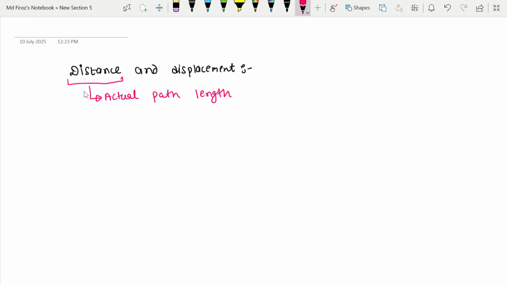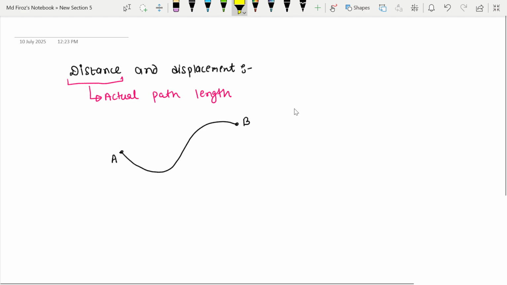Actual path length means suppose that you have a home. Suppose point A is at home, and your school is at point B. You have to go from point A to B. So if you measure the actual path length, then you will get the distance from point A to B.